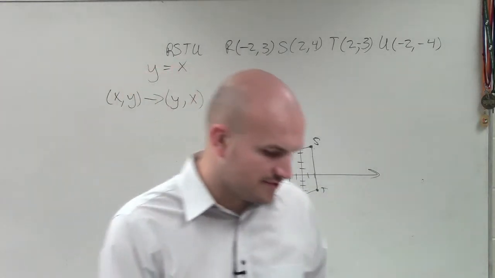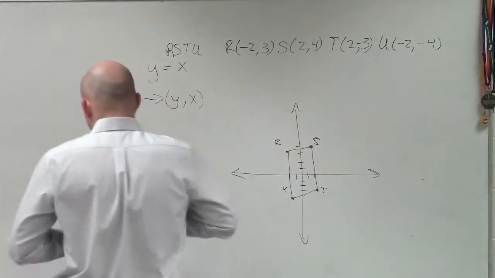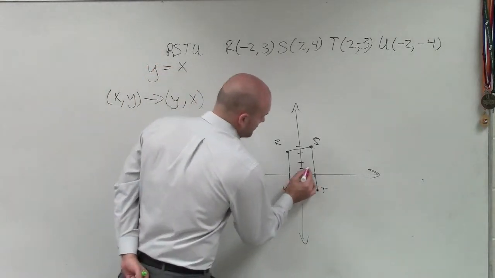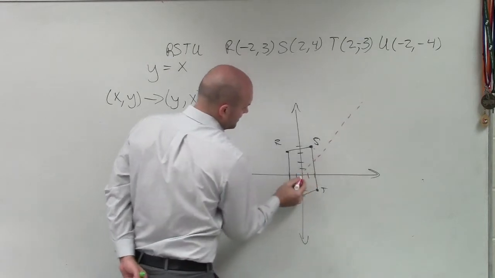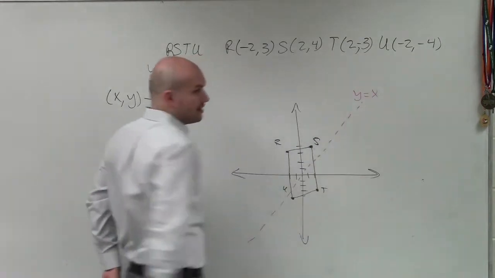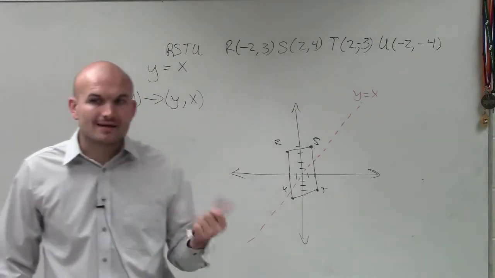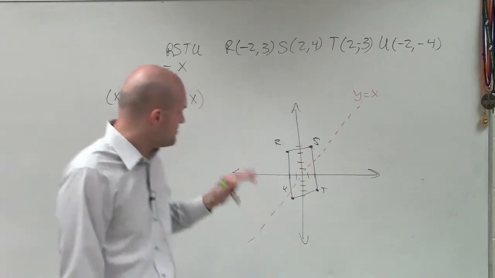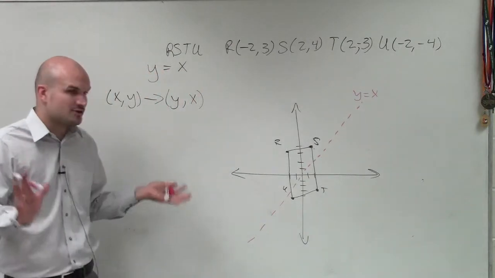Now, there's a couple things. If you guys remember, when I was showing you guys how to reflect over the y equals x line, I actually showed the line of reflection. The y equals x line is represented by this nice little pink line. If you were to use a table to graph y equals x, that's the line you guys would come up with. So there's my y equals x line. And now what I need to do is reflect this.